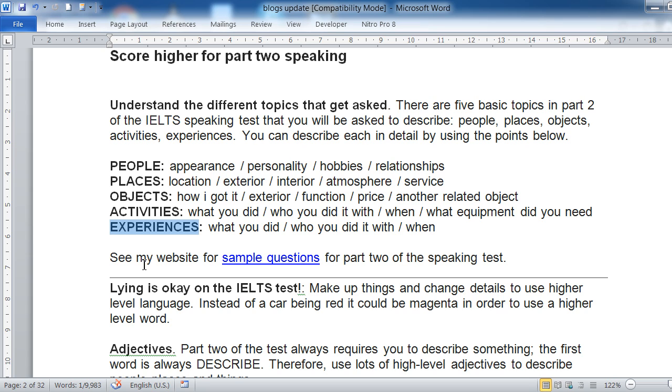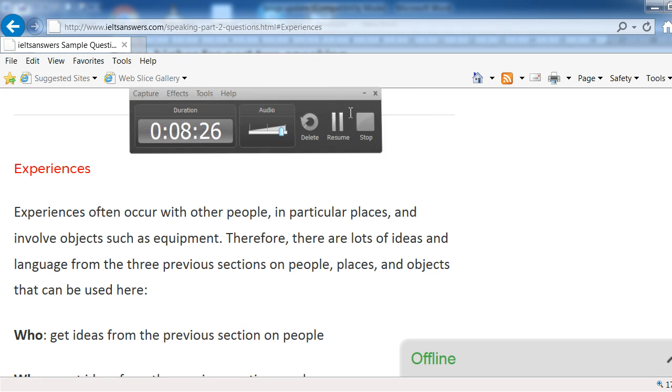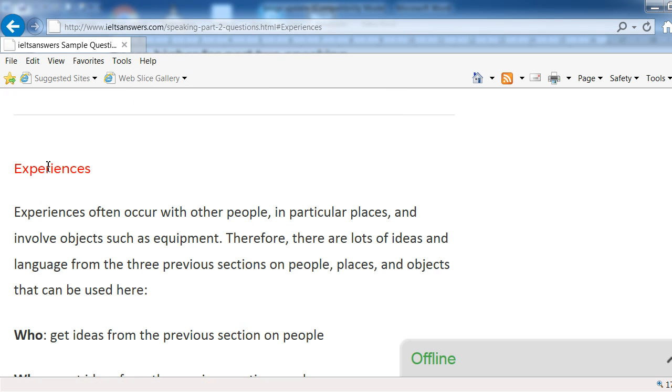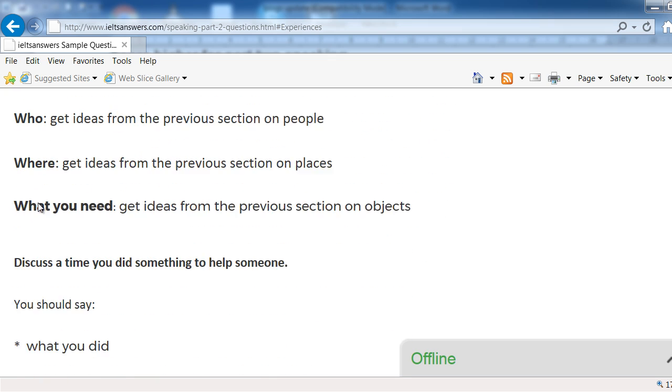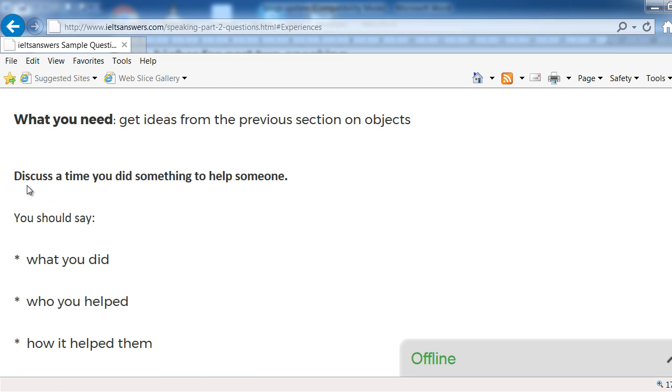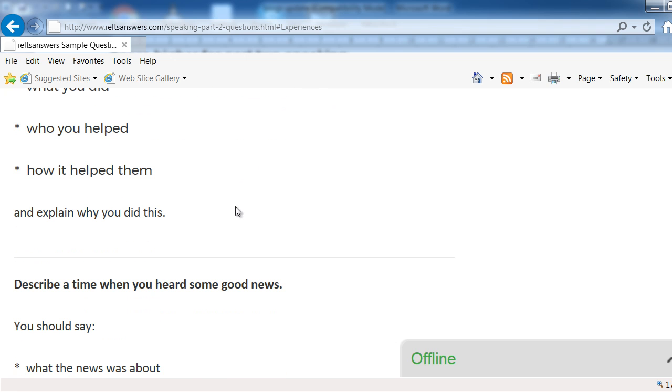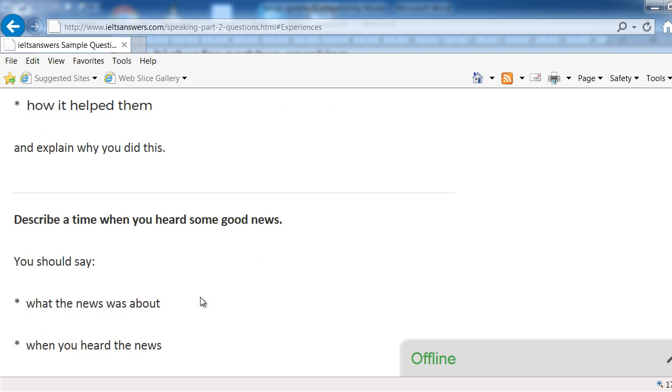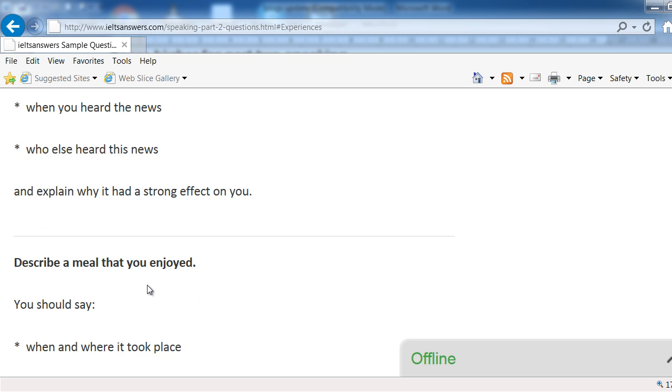Experiences. These are things like being late, graduating from school, a humorous incident. Maybe you've seen some of these topic cards. If not, you can get ideas from my website if you want to see some ideas of topics. Questions. Discuss a time when you did something to help someone. Describe a time when you heard some good news. Describe a meal that you enjoyed.